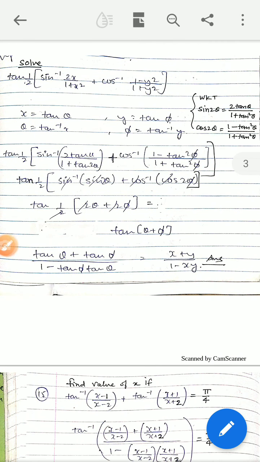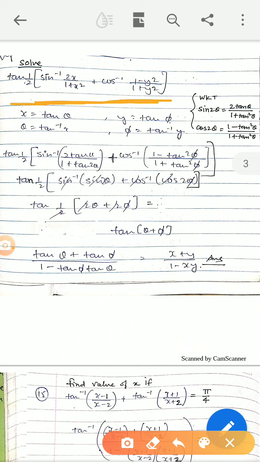Look here, one more question is here. Tan inverse, you have to solve this: tan of 1 upon 2 bracket sine inverse 2x upon 1 plus x square plus cos inverse 1 minus y square upon 1 plus y square. You know this formula, sine 2 theta equal to 2 tan theta upon 1 plus tan square theta, and cos 2 theta equal to 1 minus tan square theta upon 1 plus tan square theta.